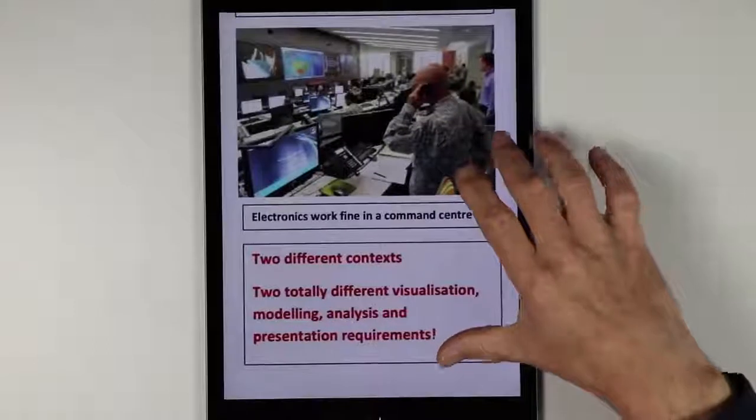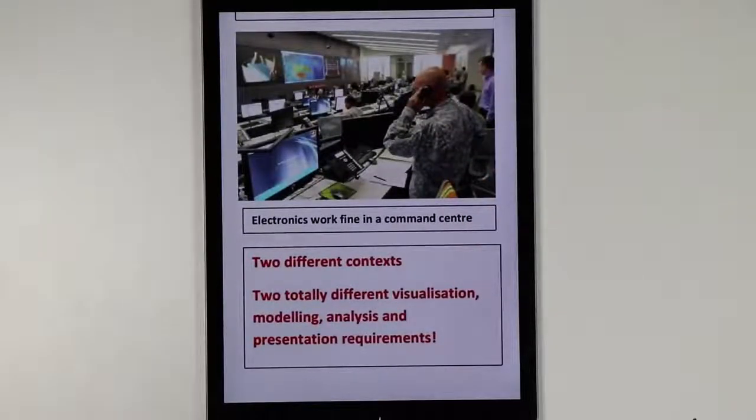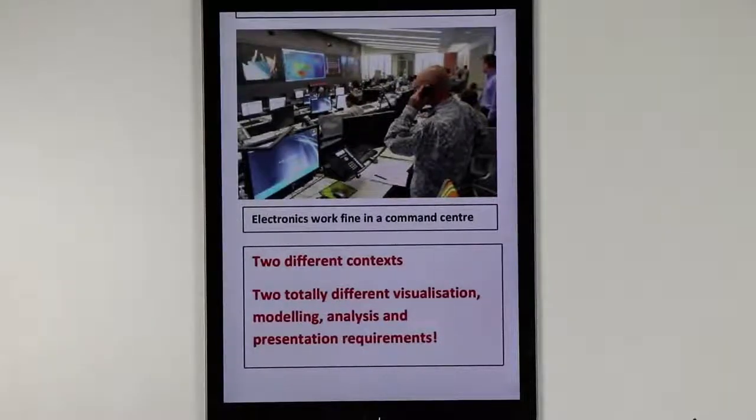Two different contexts require two totally different kinds of visualization, modeling, analysis, and presentation. And not all maps can fulfill all these requirements at the same time. It's a very basic issue that there will never be an ideal map. Now, please, let's hear your opinion on this.